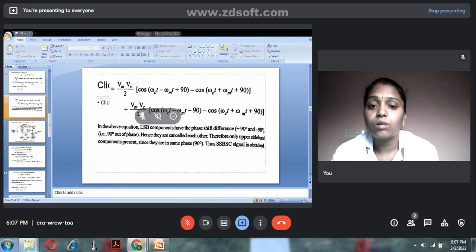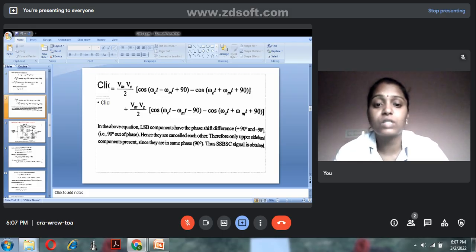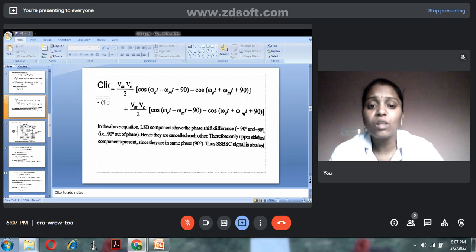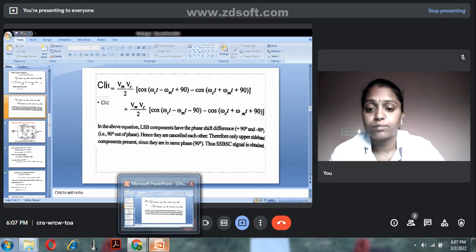So we can have the BM1 and BM2. So we can add. So finally we have the equation, that is, the LSB component has the phase shift difference, that is plus 90 and minus 90. So that is in the out of phase condition, hence they cancel each other. Therefore only the upper sideband components are present at the output side. So finally we got an SSB signal at the output side.